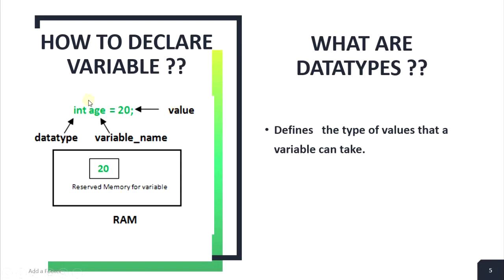So here in the example, we have the data type integer, which is denoted by the keyword int, and we have a space, and we give the variable name called age, and our equals to here is the assignment operator, and 20 is basically the value given to the age. Now this 20 is reserved memory for the variable which resides in RAM.